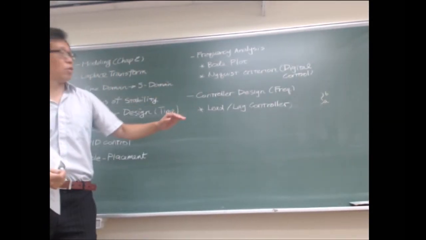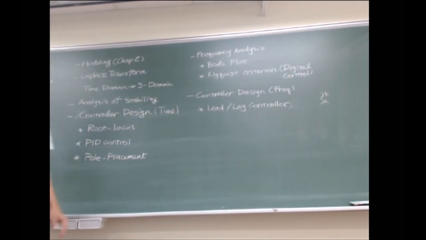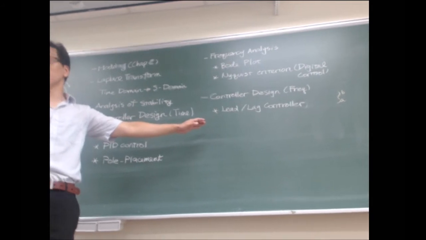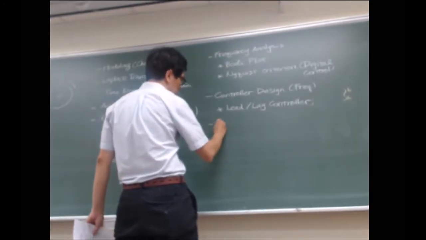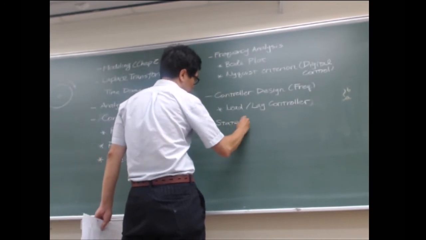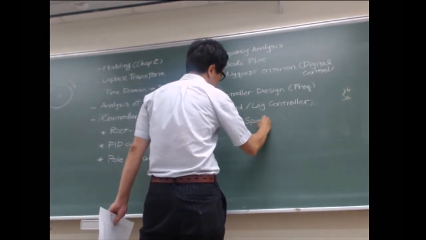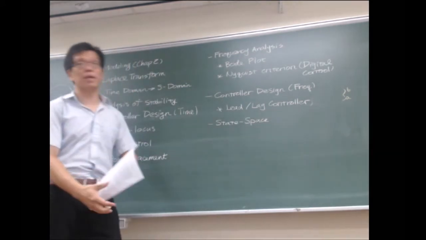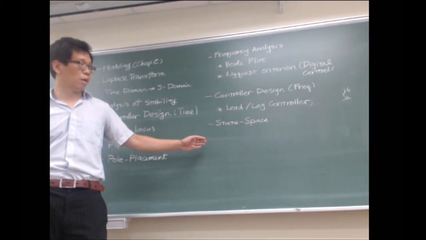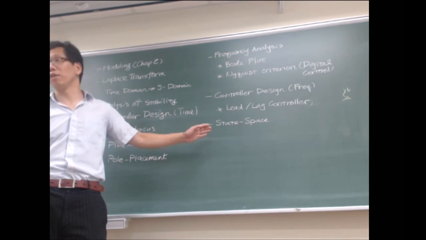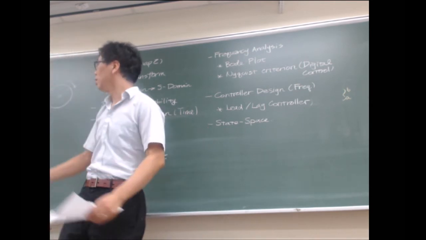All those things are going to take us the whole semester. So if we still have time, we're going to talk about state space. State space is essentially matrix representation. It's not difficult. It's just another way to represent the model.